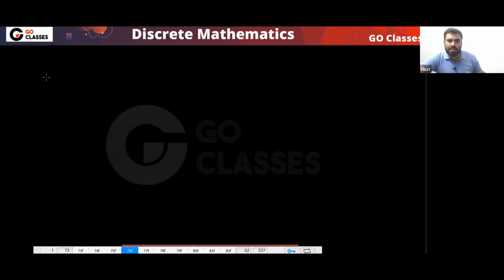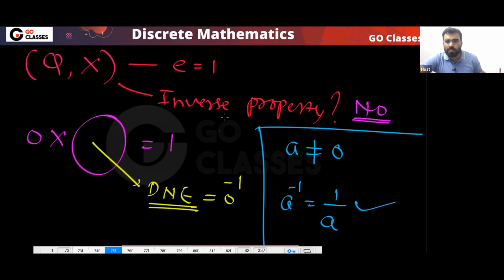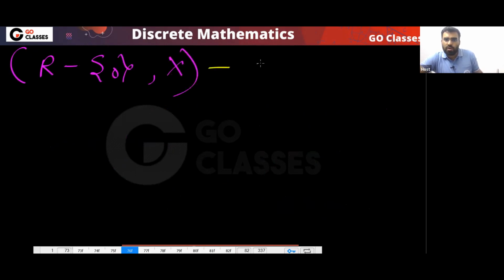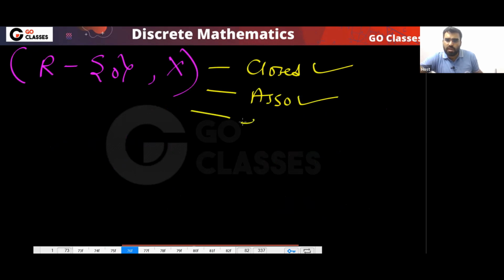But now if I remove 0, the problem creator is 0, right? So if I ask you about the set of real numbers minus 0, now this is closed, this is associative because multiplication is associative. Identity element you have. Now do we have identity property, inverse property? Identity element you have, so you have identity property.